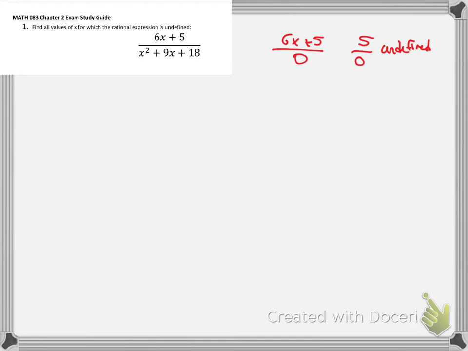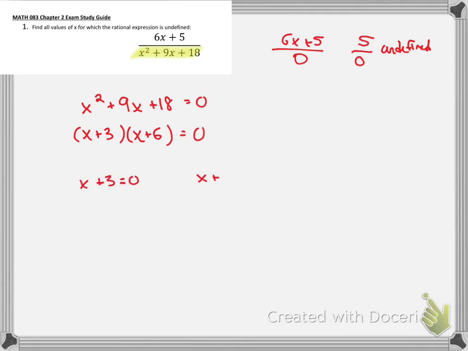So what we're going to have to do is find all of the values that would make the denominator equal to 0. So we're going to write the denominator x squared plus 9x plus 18 equals 0, and then we're going to factor it. In this example, we have a trinomial. We can use the AC method, and when we do that, we end up with x plus 3 and x plus 6. Then we use the product property of 0, and we set both of these factors, x plus 3 and x plus 6, equal to 0, and then we solve.